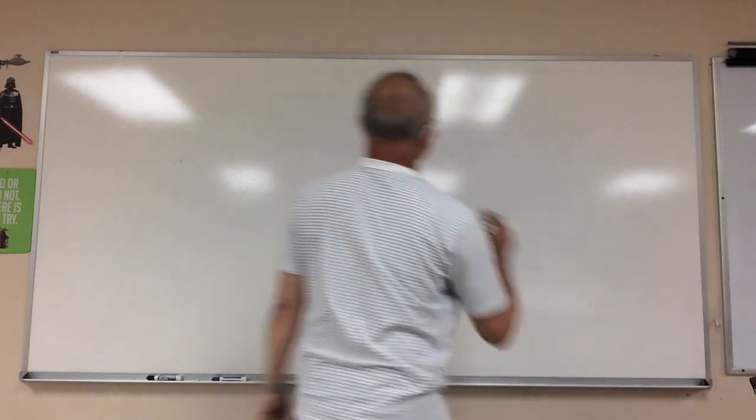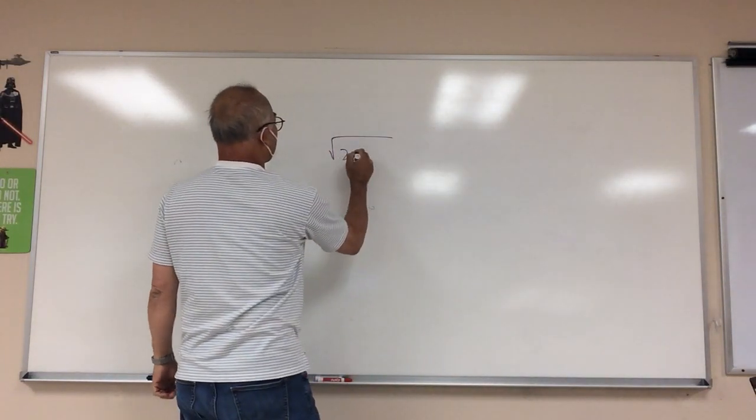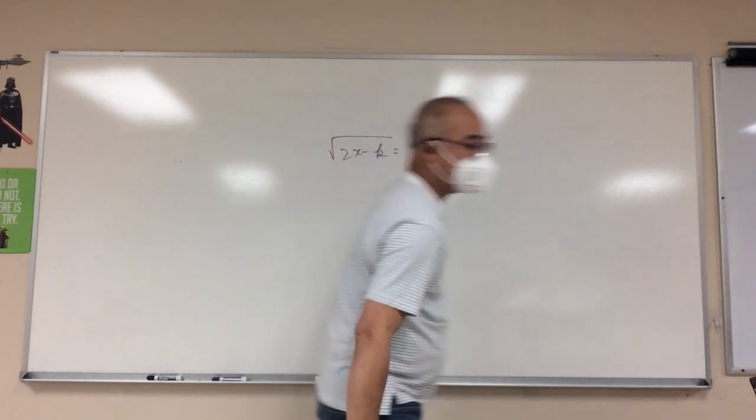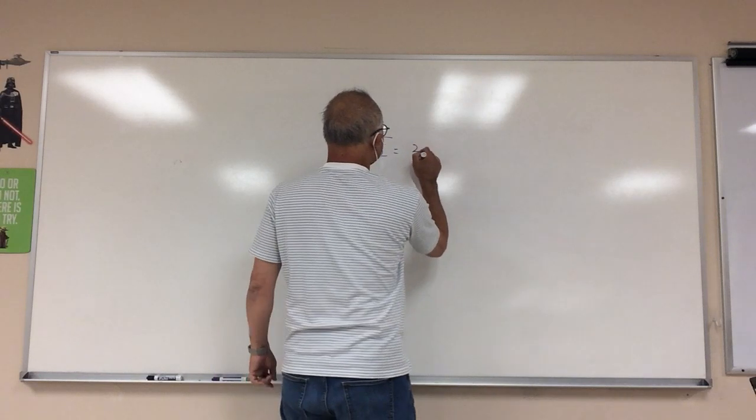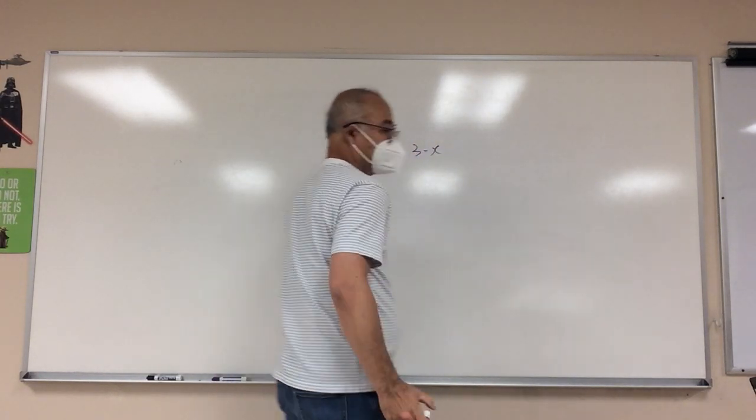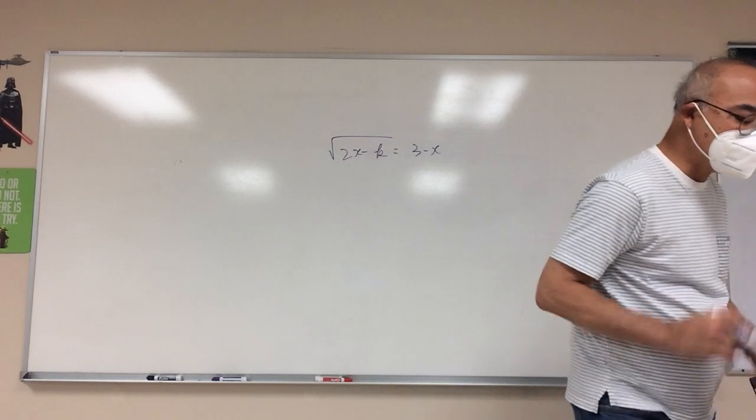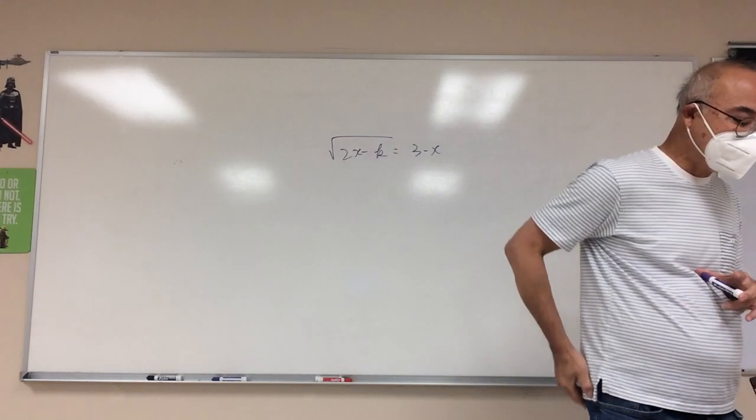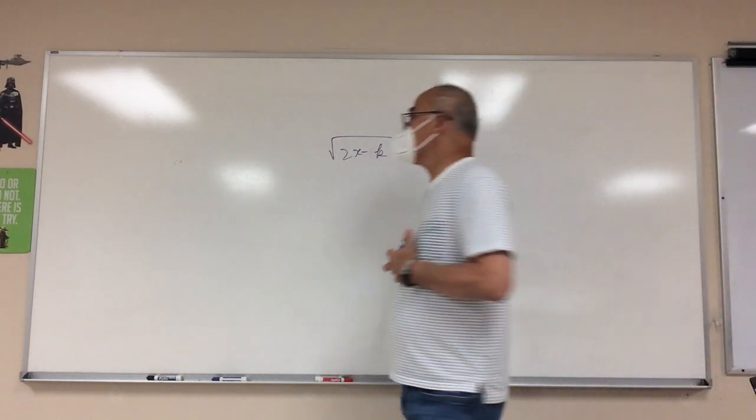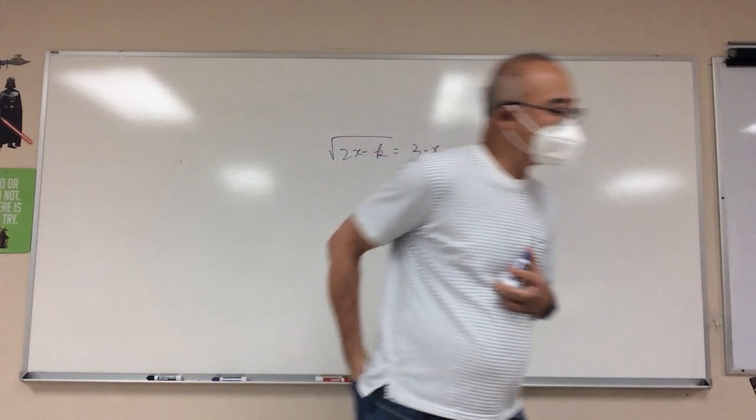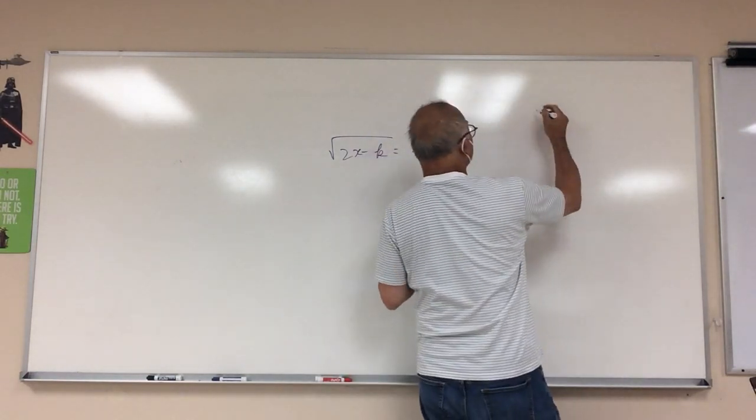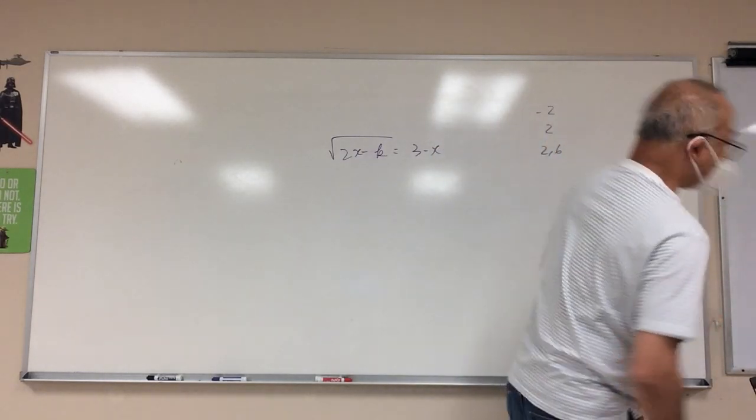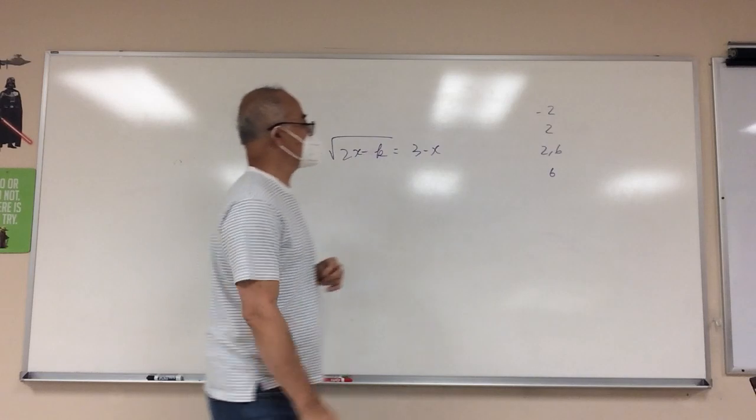Square root of 2x minus k is equal to 3 minus x. Okay, and you have those following answers. So which ones are you going to try first? I have negative 2, 2, 6, and 6. These are the possible answers.